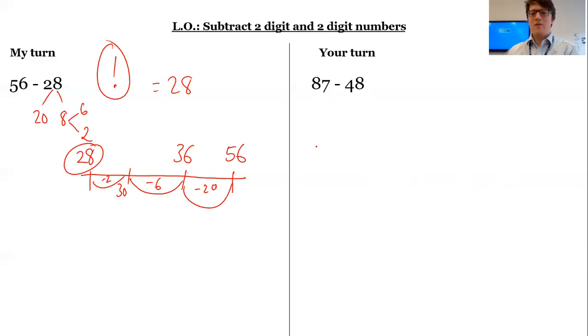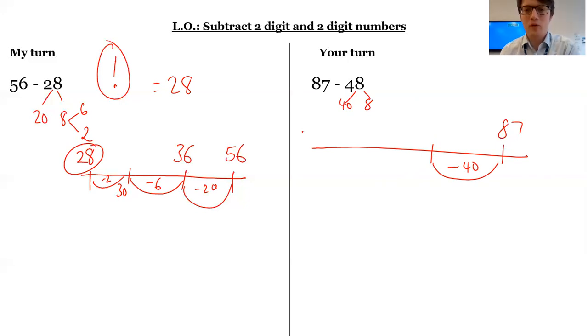You have a go at this one now. Again, 40 and 8, starting with 87. So first step is we're going to take away 40. What does that take us to? And then once you've done that, we're going to carry on. So in fact, pause the video now and just fill in this section first. 87 subtract 40, what do you get?